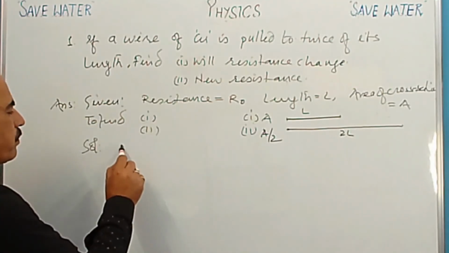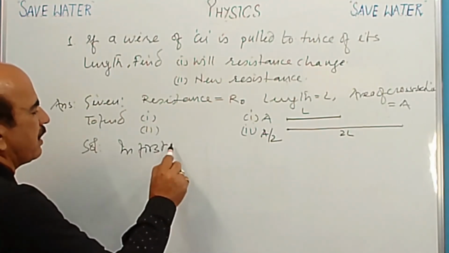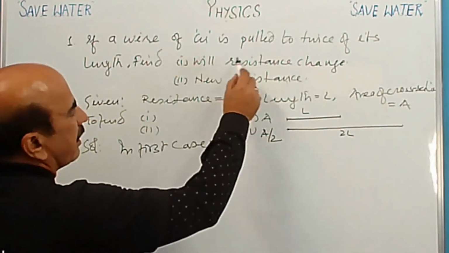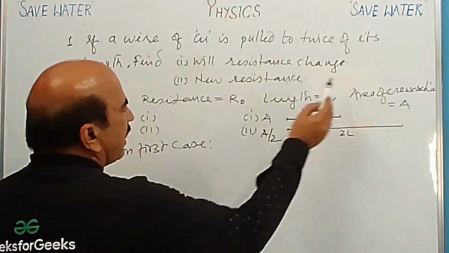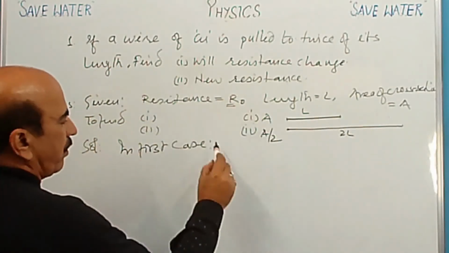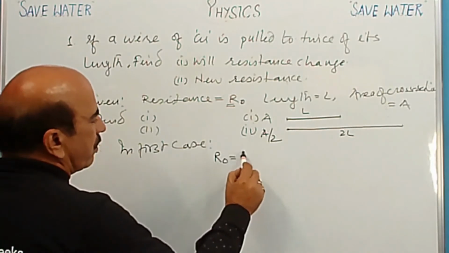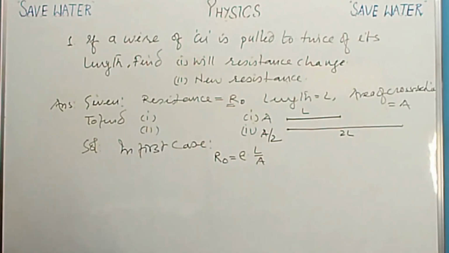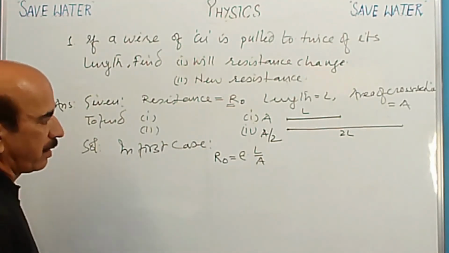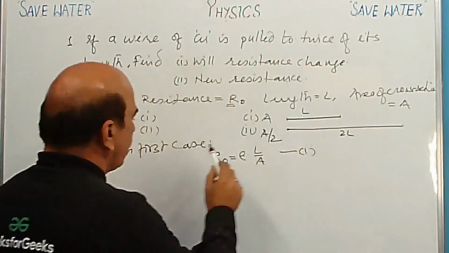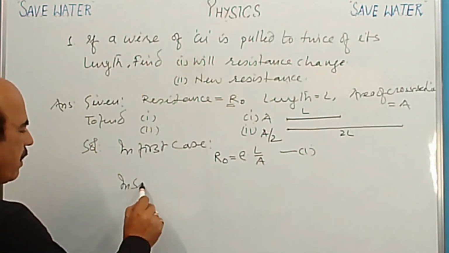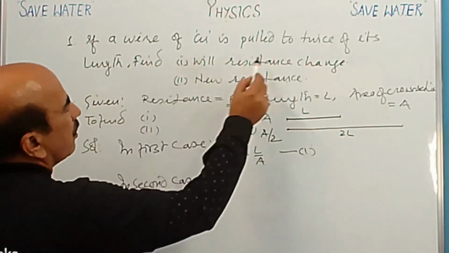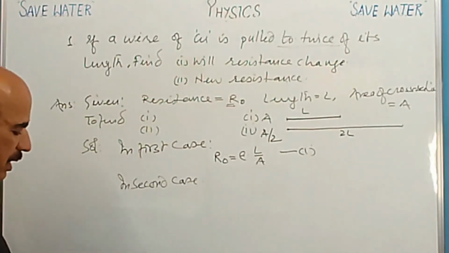So now in the first case, what will the formula be? If the length of the conductor is L, area of cross section is A and original resistance is Ro, then we write Ro is equal to rho L upon A, where rho is the resistivity of the conductor. So this is the first case.